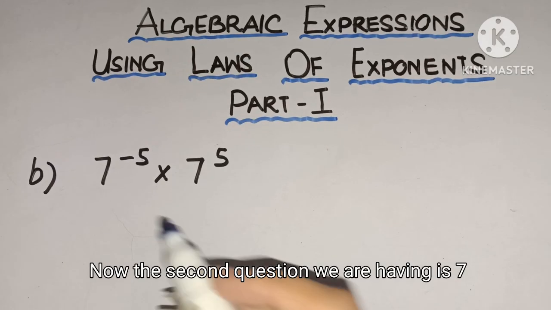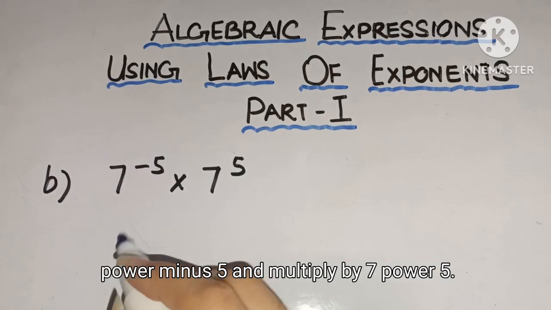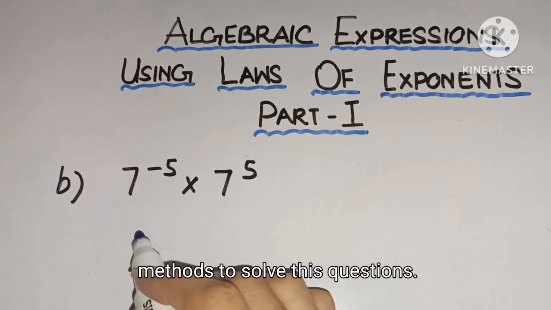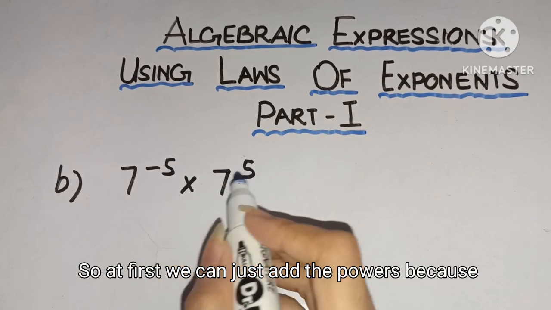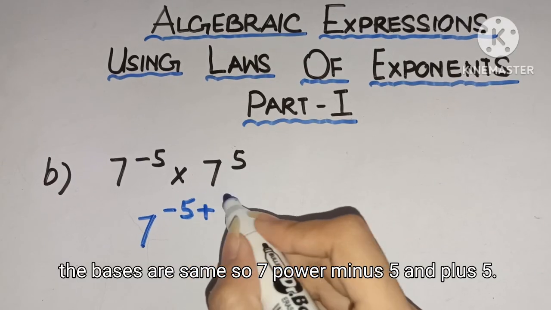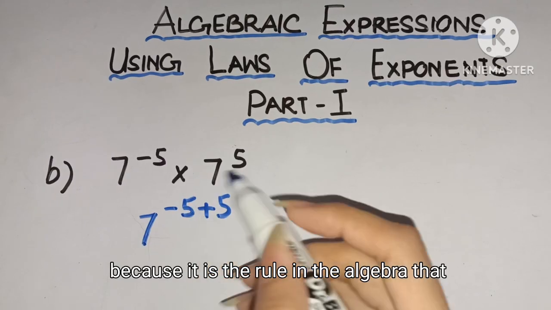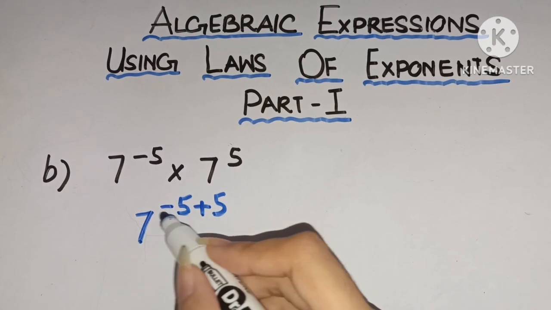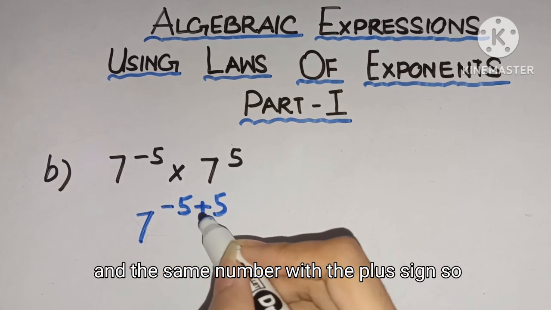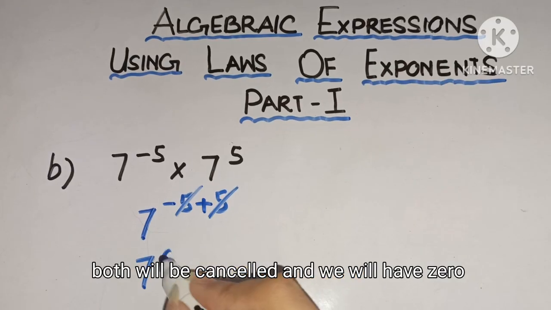Now the second question we have is 7 power minus 5 multiplied by 7 power 5. There are also 2 methods to solve this question. At first we can just add the powers because the bases are same. So 7 power minus 5 plus 5. Minus 5 and plus 5 will be cancelled, because it is the rule in algebra that the same number with the minus sign and the same number with the plus sign both cancel, and we will have 0 over here.